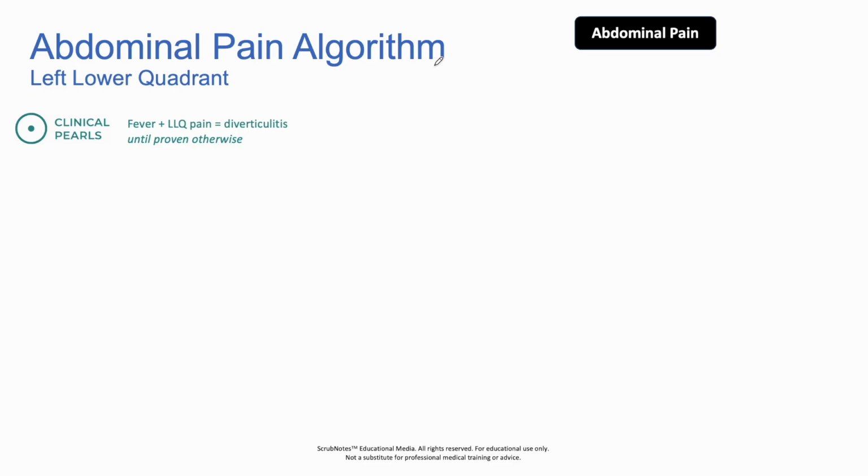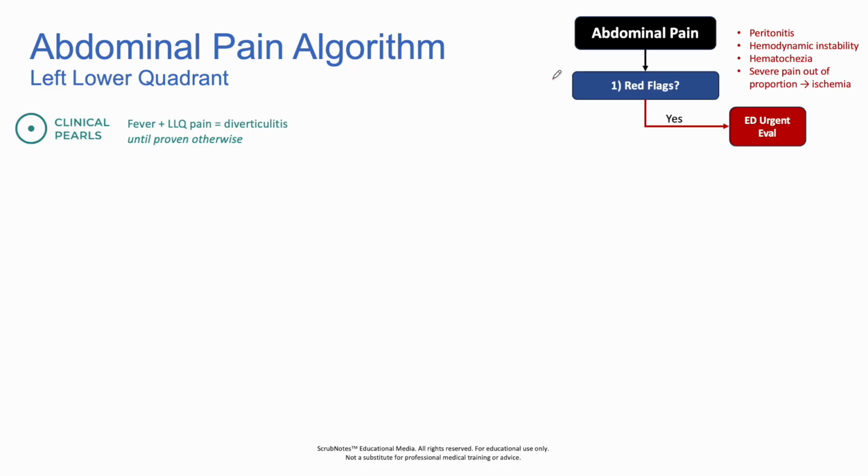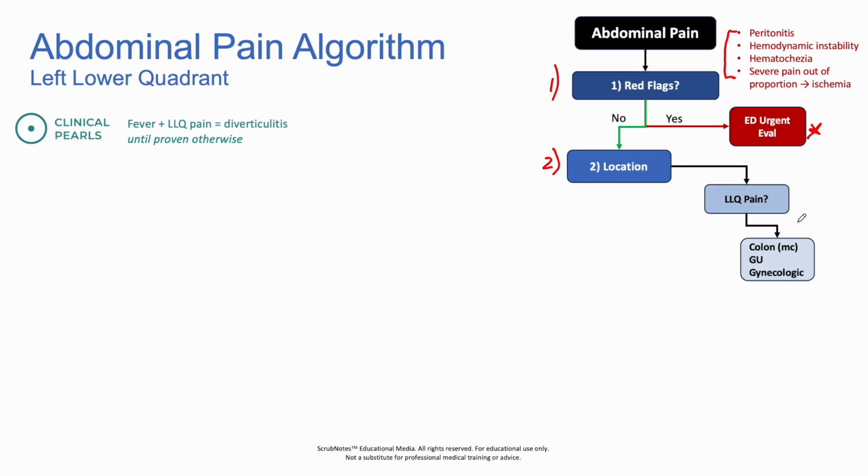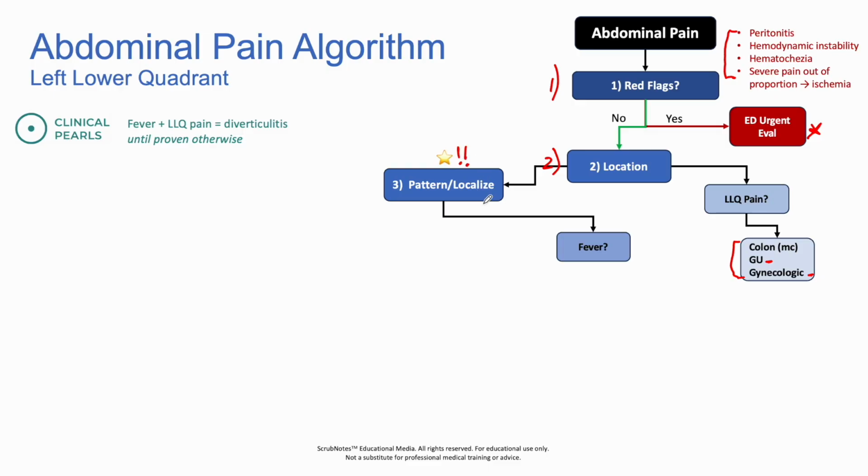Okay, let's apply this algorithm that I created for you to help with lower quadrant pain. First, check for red flags. Is there any kind of peritonitis? Are they hemodynamically unstable? Hematochezia? Any kind of severe pain that's out of proportion? If so, that's an ED referral for urgent evaluation. If not, then we move to localization. If they're having lower left quadrant pain, the most common cause would be colon, but don't forget genitourinary or gynecologic causes.